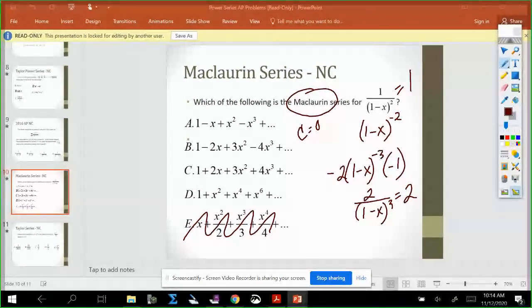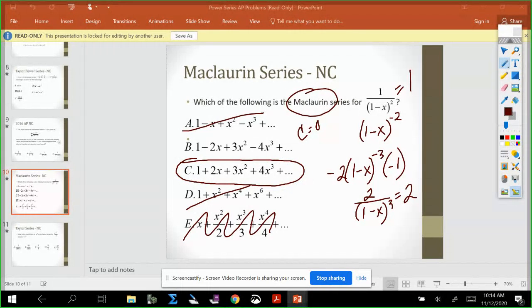And if you look at these, A is missing the 2 and it's negative. B doesn't even have an x term. It skips it. D, excuse me. B and C both have a 2x, but one's negative and one's positive. So without doing any more work, I know the answer is C. And I kind of like that because it allows us to get an answer without doing a ton of work.